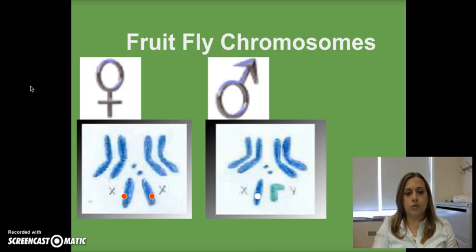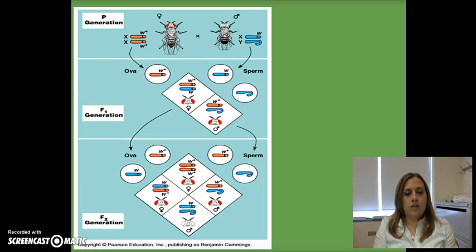sex of the individual. So here we have depictions of the fruit fly chromosomes. So we have the female right here, and so we can see the little red dots indicate that they have the allele for eye color, and then here we have the male. And again, this male has the white dot right there, and then he has a different chromosome that does not contain an allele for eye color, so he has white eyes, whereas this female has red eyes.